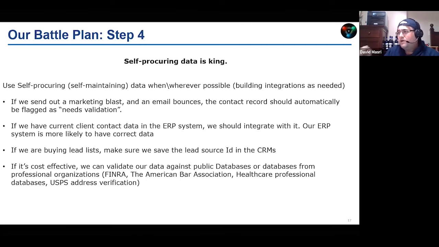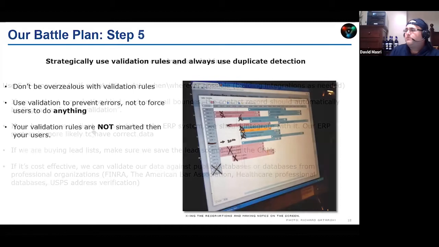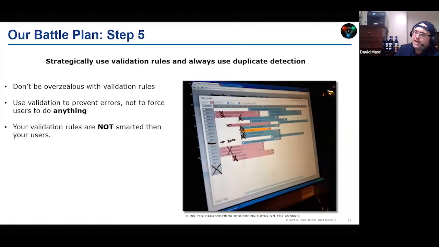Again, if it's cost effective, use public data sets, things from professional organizations, things like FINRA, which is over here in the US the National Association for Brokers, the American Bar Association that has all the lawyer information. There are plenty of professional healthcare databases that list out all the doctors and lawyers. There are address normalization and verification services out there that, again, can really, really help keep your data in good form. Step 5 is always use dupe detection and be very strategic in your use of validating data.